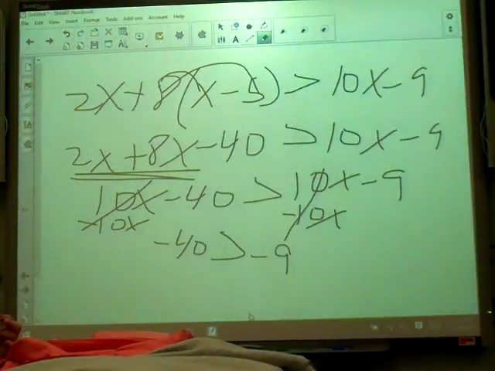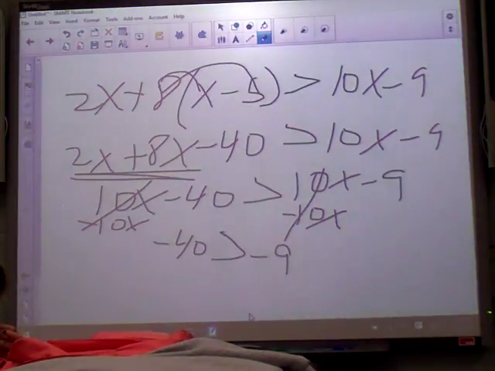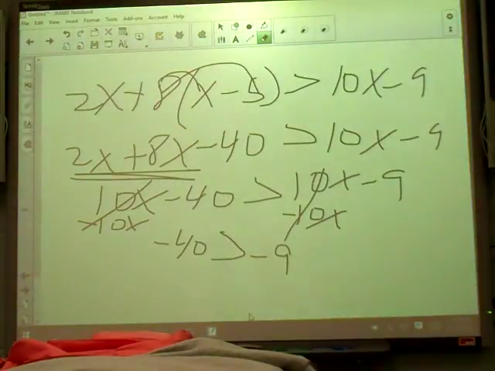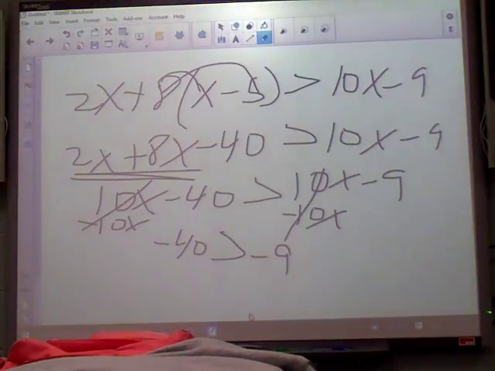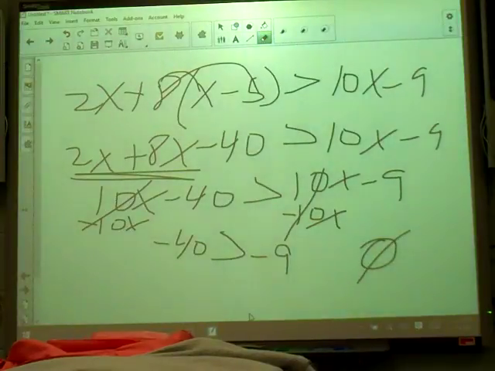I have no variable left, so I'm just trying to decide if that's a true statement or not. If it's a true statement, that means there's infinitely many solutions. If it's false, that means there's no solution. So is -40 greater than -9? No, so that's false, so that means no solution, which means C.